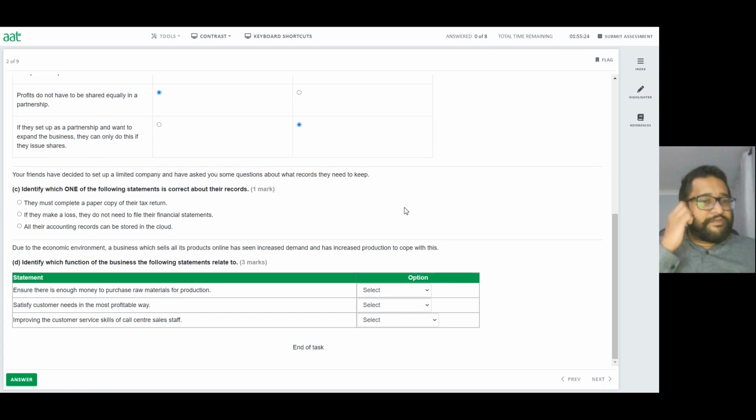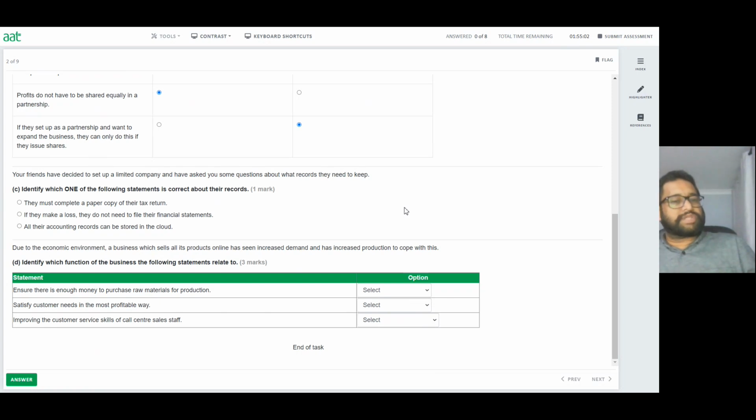Next one is: your friends have decided to set up a limited company and have asked you some questions about what records they need to keep. Identify which one of the following statements is correct about their records. They must complete a paper copy of your tax return. If they make a loss, they don't need to file their financial statement.